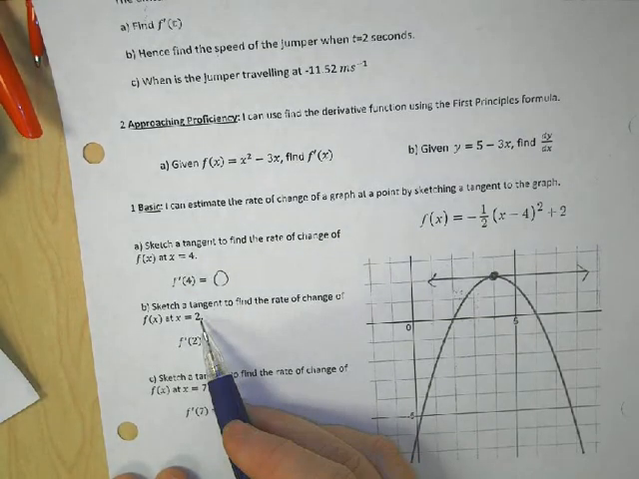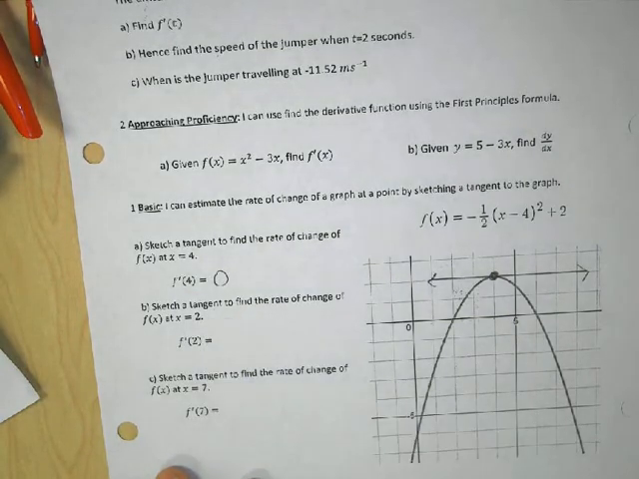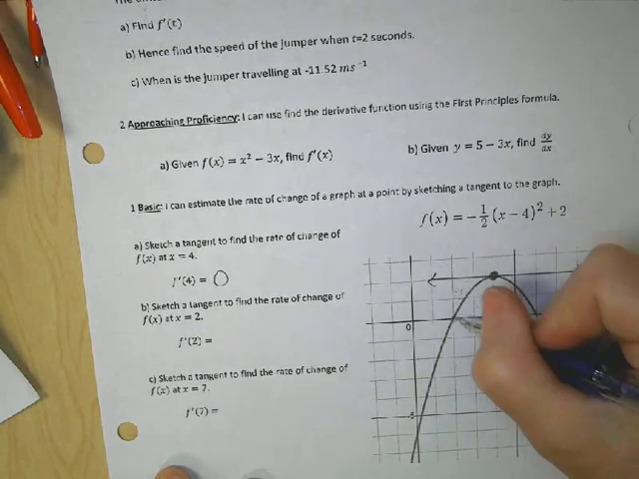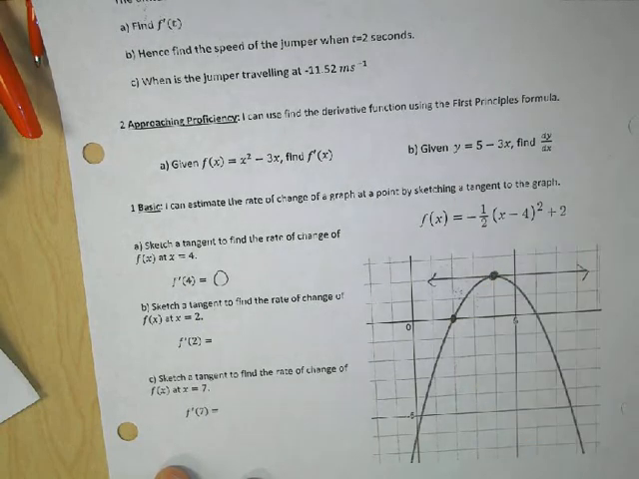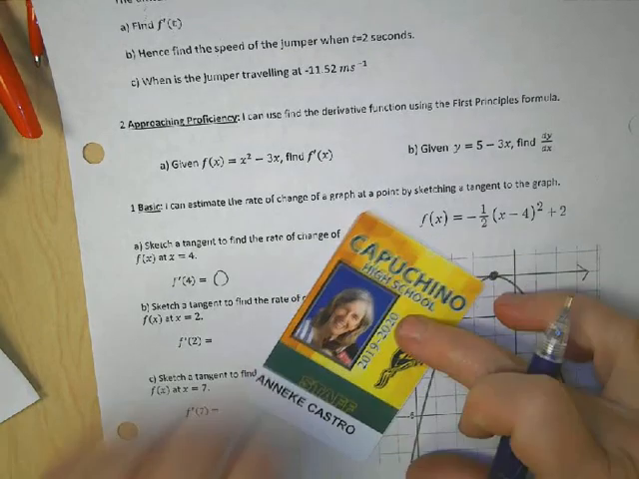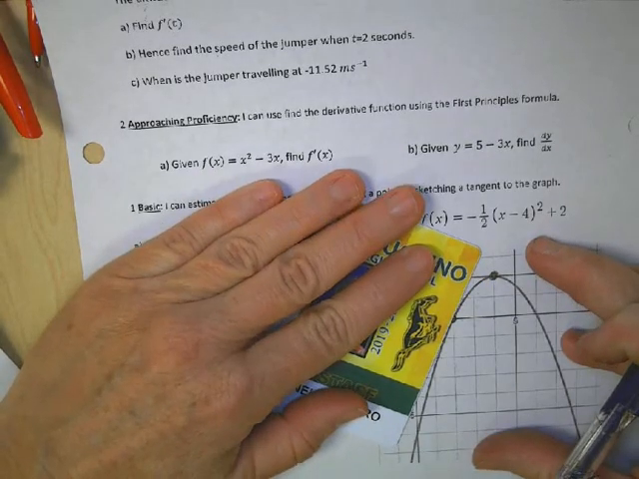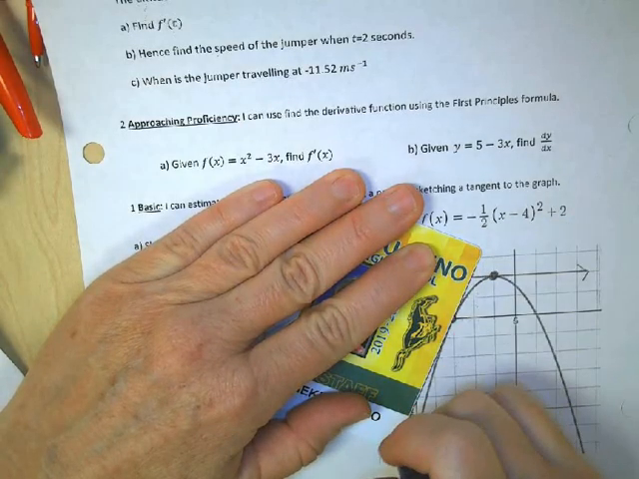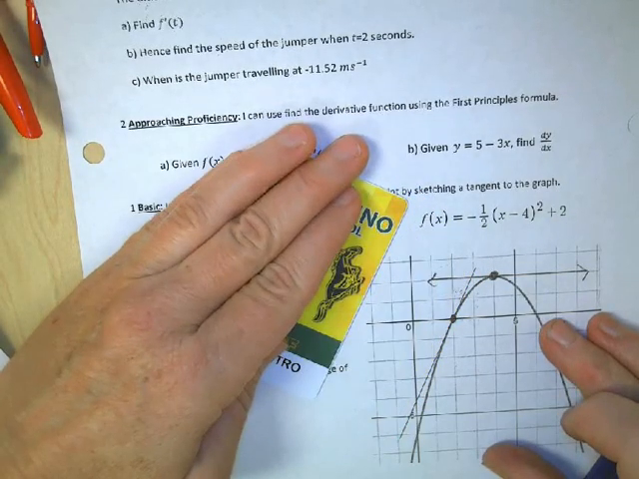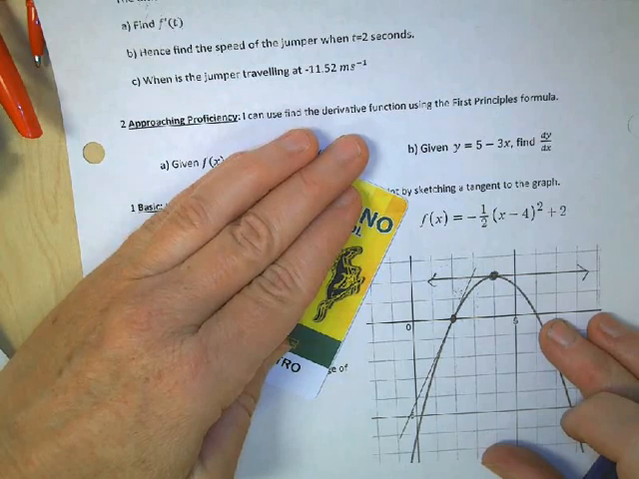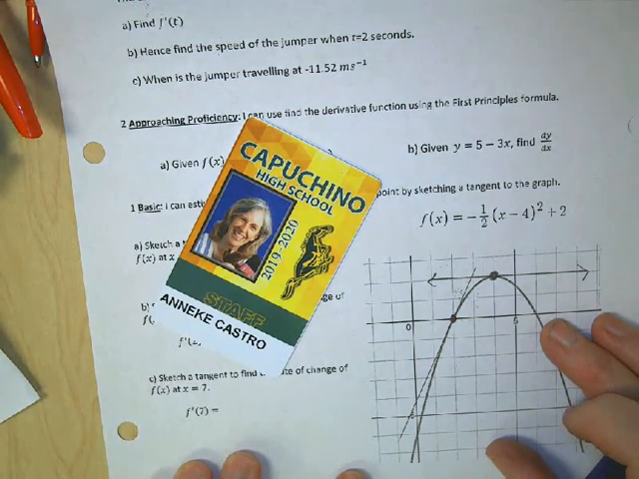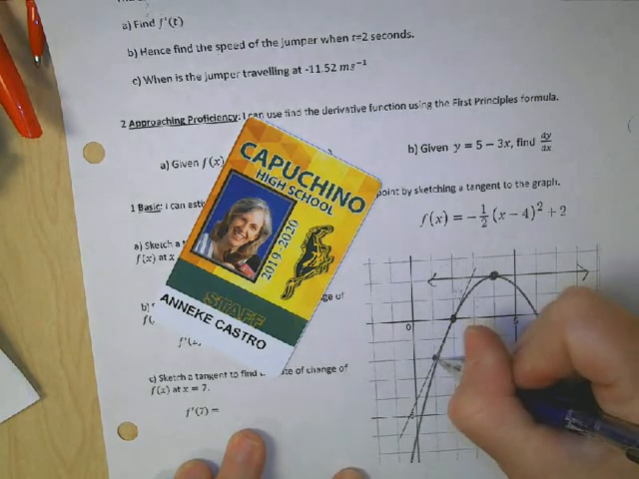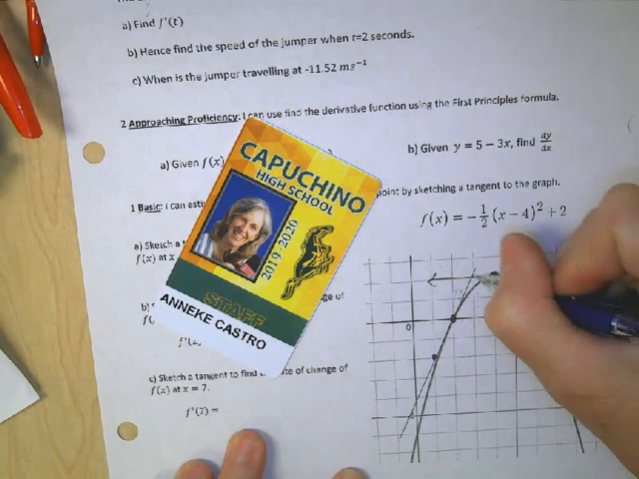Now the next one, sketch a tangent to find the rate of change when x is 2. So I'm going to go to 2, 1, 2. Oh, I'm already there. That's on the parabola. I want to draw in my tangent. So I'm just eyeballing it. And I'm looking for some good intersections. I don't seem to have really good ones, but that's okay. We're just going to estimate, right? So there, and close enough.